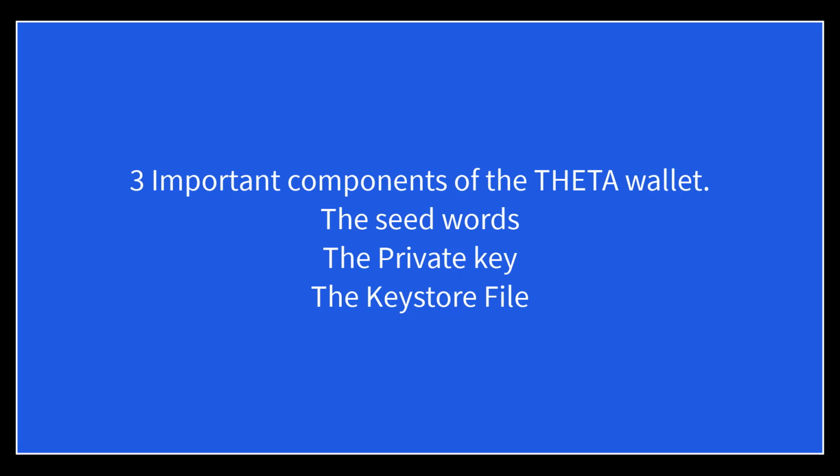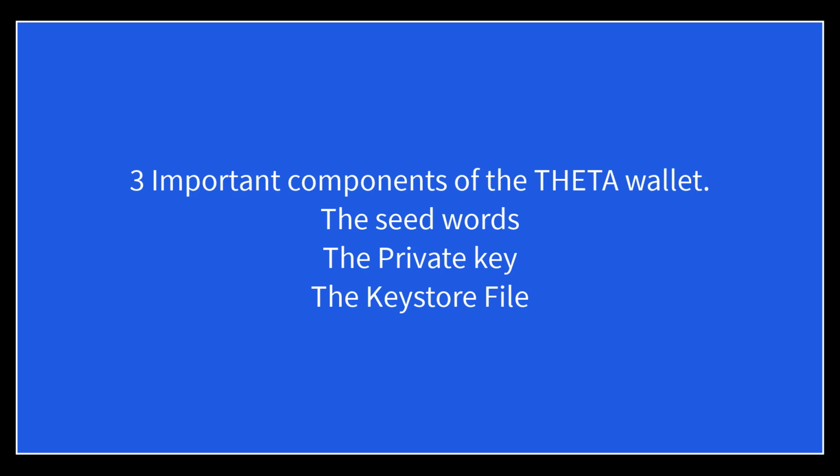Okay, the wallet has three important components to it. They are the mnemonics or seed words that are used to create the wallet, the private key, which is generated from those seed words, and then the key store file, which is an encrypted version of the private key, where you give it a password and it uses the password to create the key store file. So that's what those three things are.